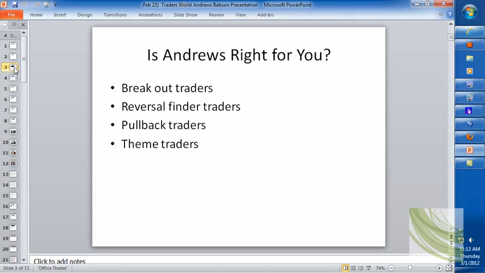Now, one of the questions we're going to ask is, is the Andrews method right for you? And what we found is that successful traders are typically in four different groups. They're either breakout traders, reversal finder traders, pullback traders, or theme traders. And I'm going to show you some of the ways that these kinds of traders might trade.